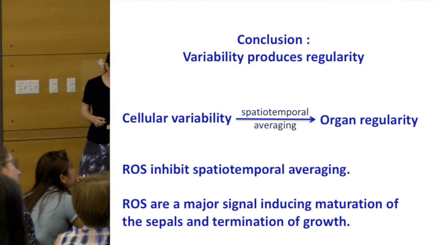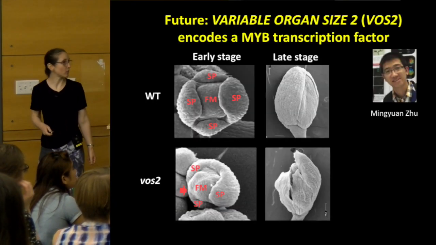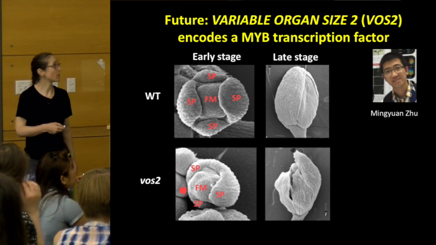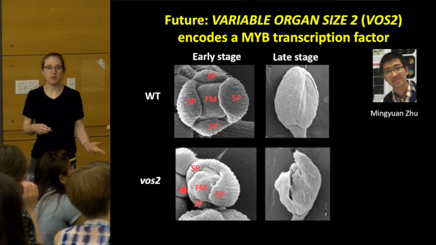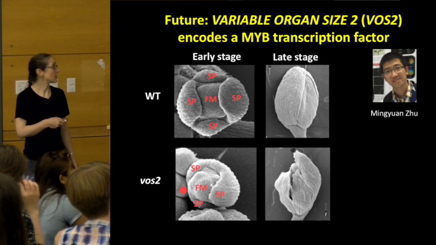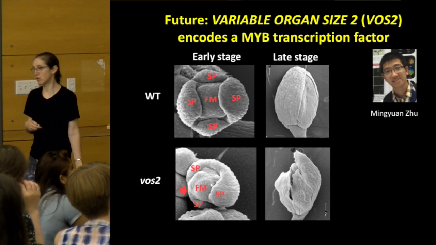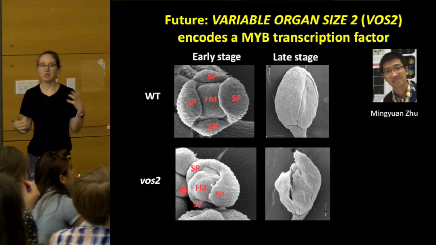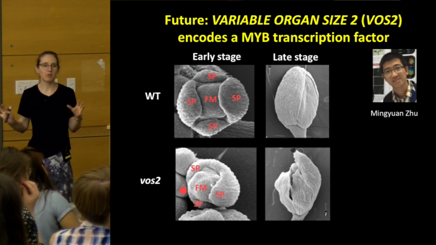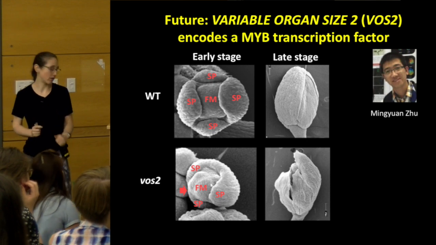So this is just the first mutant that we found. The second one, variable organ size 2, is being worked on by my graduate student, Ming Yuan. And this one's interesting because it's at the other end of the spectrum. This one is affecting the initiation of organs as opposed to their growth. So we've got another cool mutant, and Leland's got quite a collection of other mutants that we're going to find out what they are pretty soon.